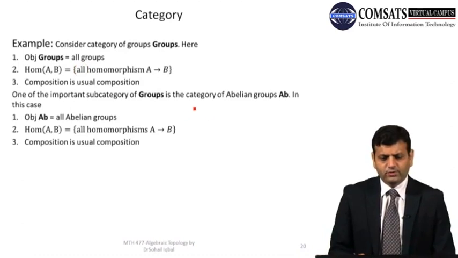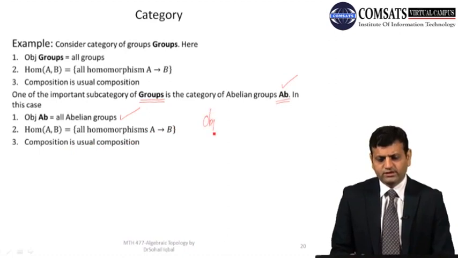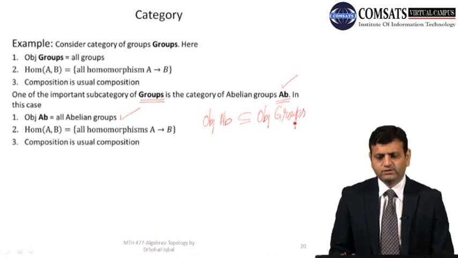An important subcategory of the category of groups is the category of abelian groups, and we denote it by AB. Denoting the category of groups by Groups in bold letters and the category of abelian groups by AB in bold letters is very standard notation. So in this case, what are the objects? The objects are all abelian groups, and the morphisms are all homomorphisms from A to B, and composition is the usual composition. Observe that the objects of AB are, of course, a subset of the objects of Groups. Every abelian group is a group, but of course the converse is not true. So this is contained in this.